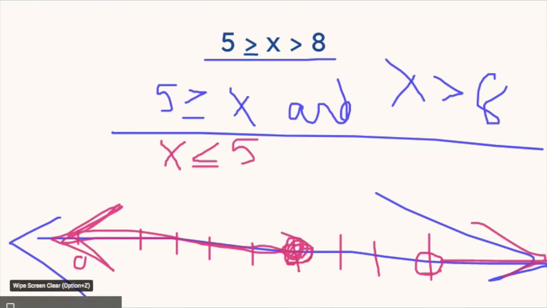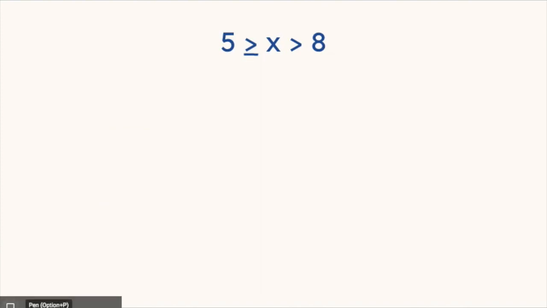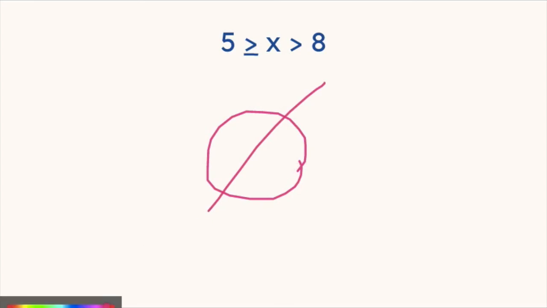So our answer for this question, if it asked for an x that worked, would be that there is no x on the number line where 5 is greater than or equal to x and x is greater than or equal to 8. So this would be no answer. Our next example is going to be an "or" question that has a little different answer.